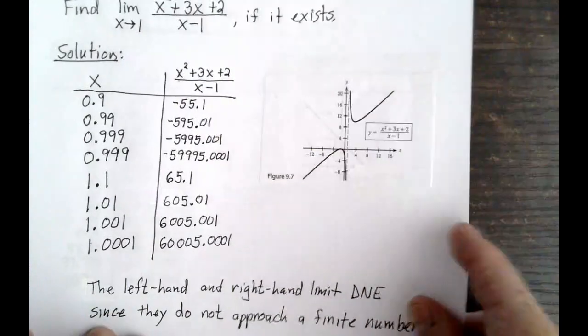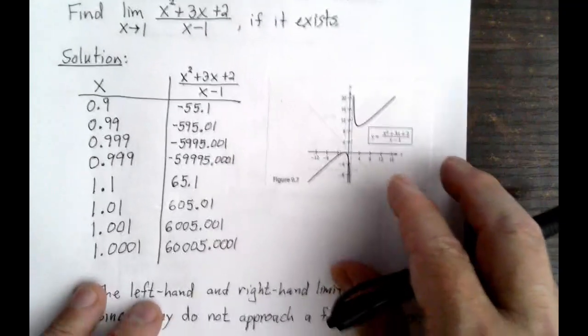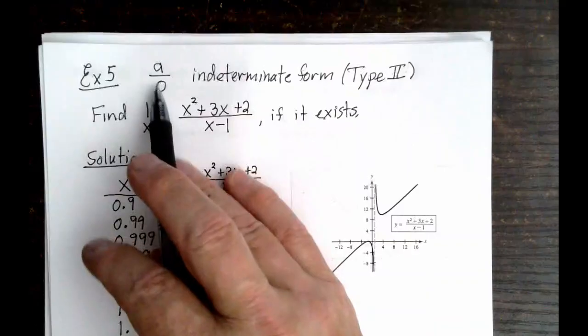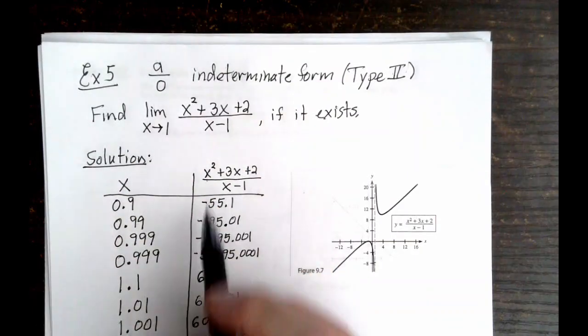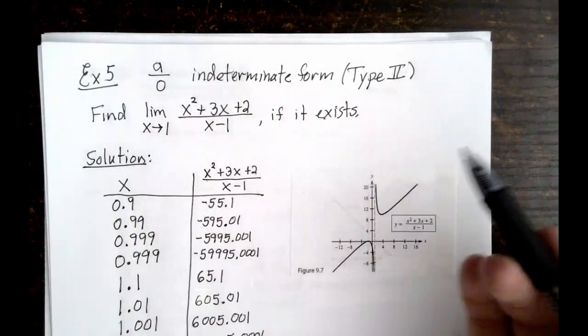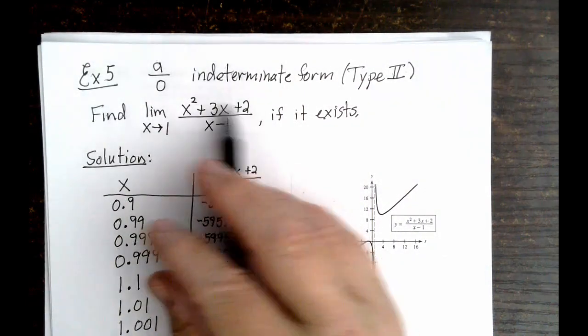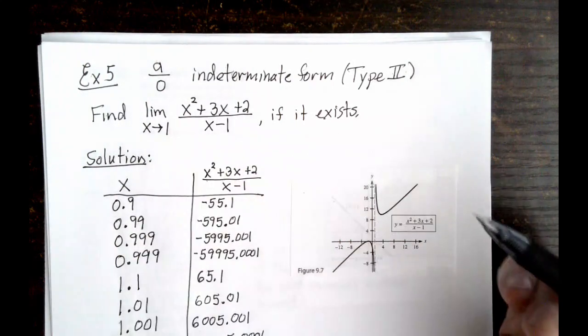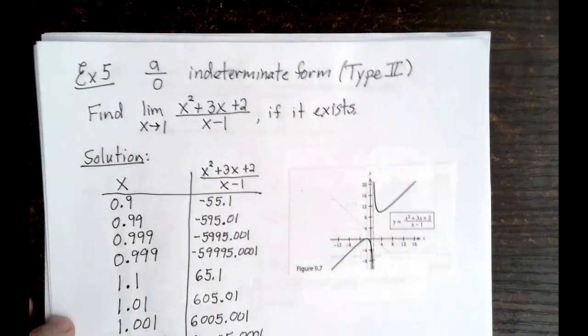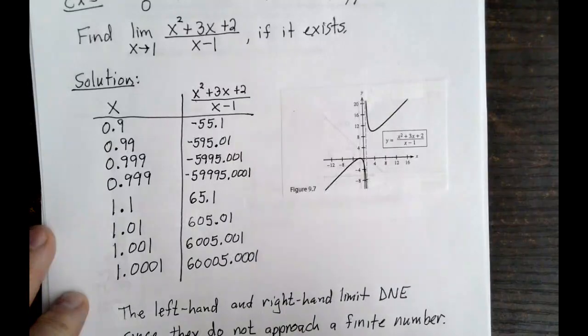The second type of indeterminate form is some constant over 0. So let's look at this one. This one's trickier because we can't do algebra because, well, we could if the top factored, but it doesn't. It doesn't reduce like we would want it to. So let's look at it using a table.